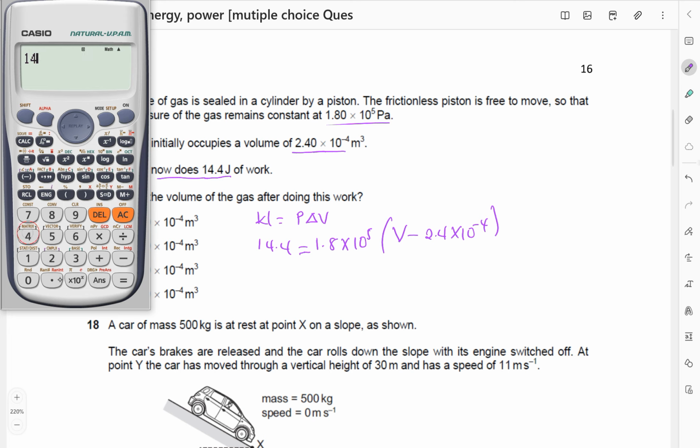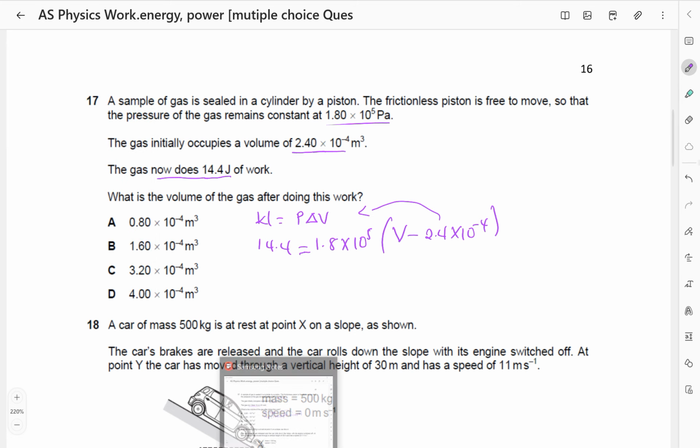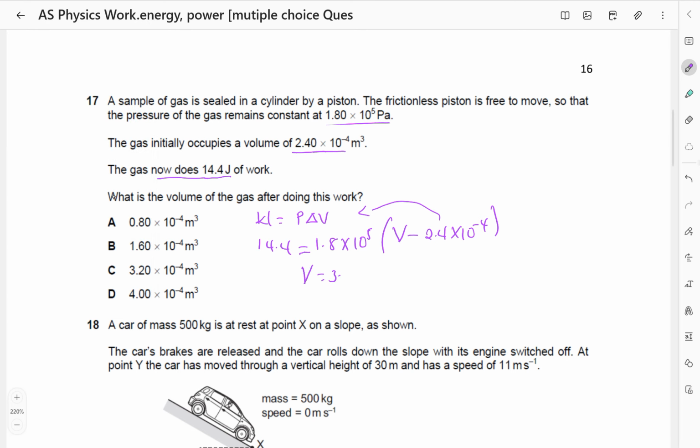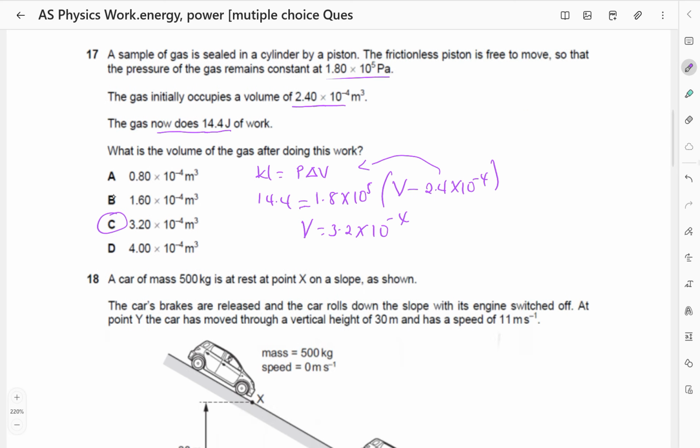So I'll just say 14.4 divided by 1.8 times 10 power 5. Then I'll just take this one to the other side by addition. So I'll say plus 2.4 times 10 power negative 4. So this is giving me 3.2. So V is 3.2 times 10 power negative 4. So our answer is going to be C.